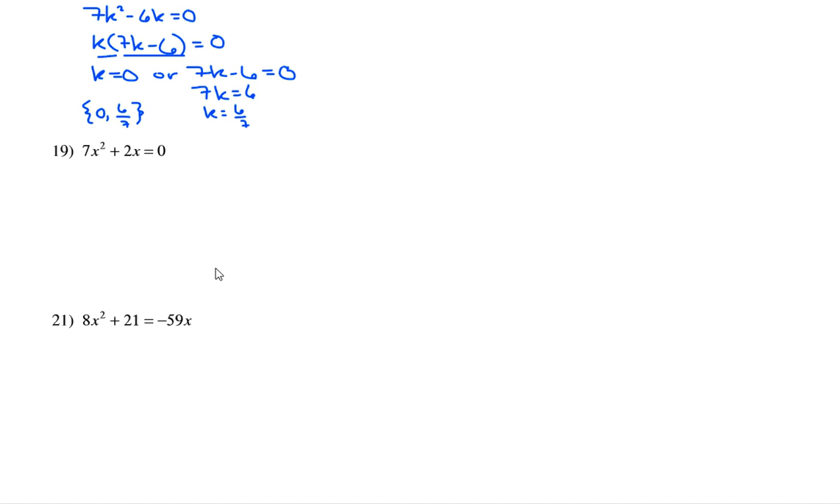All right, the last two. This one's already a binomial, so we're just going to start by taking out our greatest common factor. And what remains is a 7x plus 2, and that equals 0. Because again, x times 7x is 7x squared, x times 2 is 2x. Set each of these factors equal to 0.